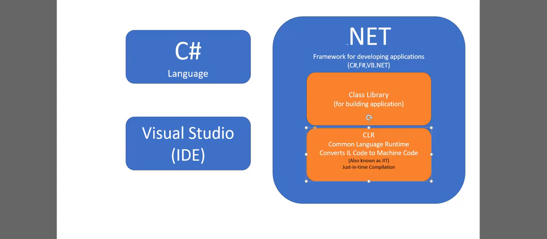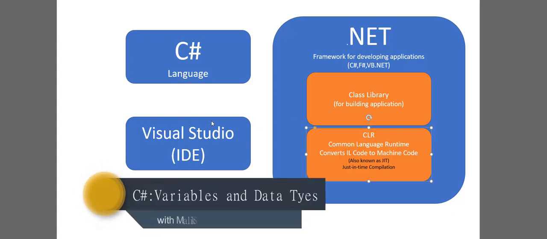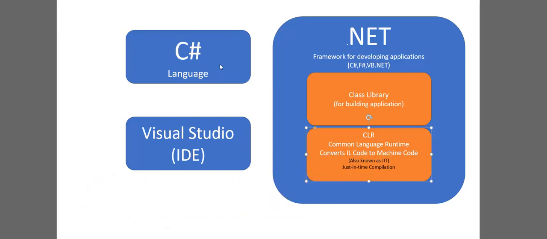Now, what is Visual Studio? Visual Studio is an IDE, as we can see here, and that houses C#, which is a language like C++ or Python or VB.NET. C# is part of the .NET family, or the .NET framework. The framework is built for developing applications, and those applications use things like C#, F#, VB.NET.